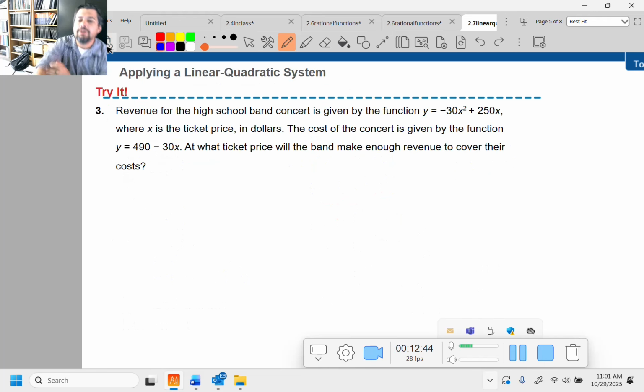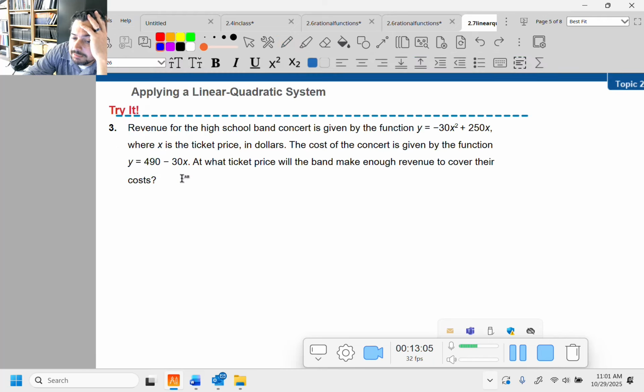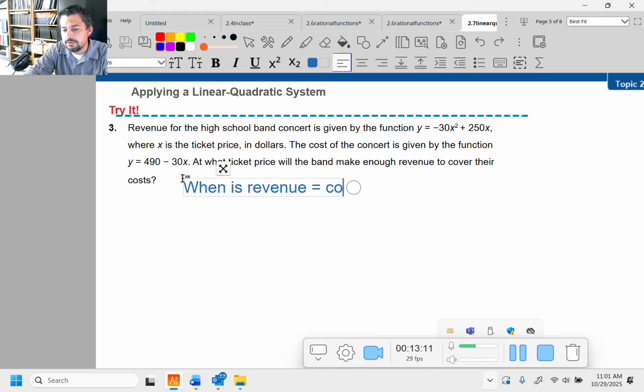All right. Revenue for the high school band concert is given by the function y equals negative 30x squared plus 250x, where x is the ticket price in dollars. The cost of the concert is given by the function y equals 490 minus 30x. At what price will the band make enough revenue to cover their costs? So what they're asking in math speak is literally when is revenue equal to cost?